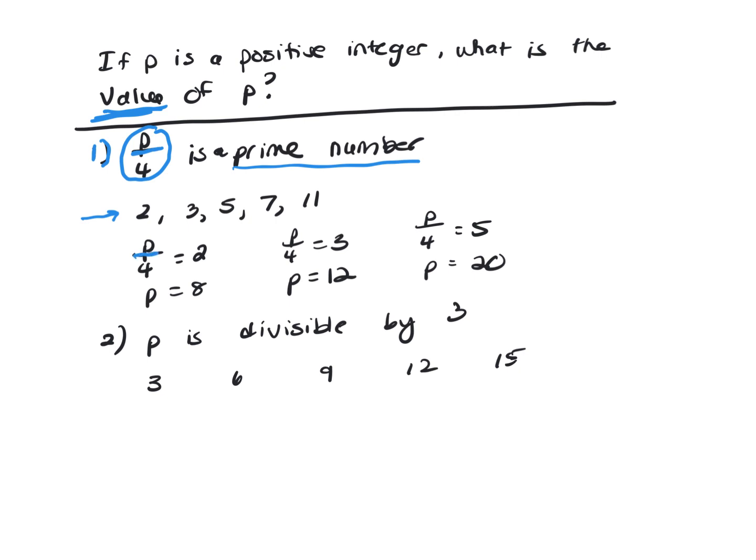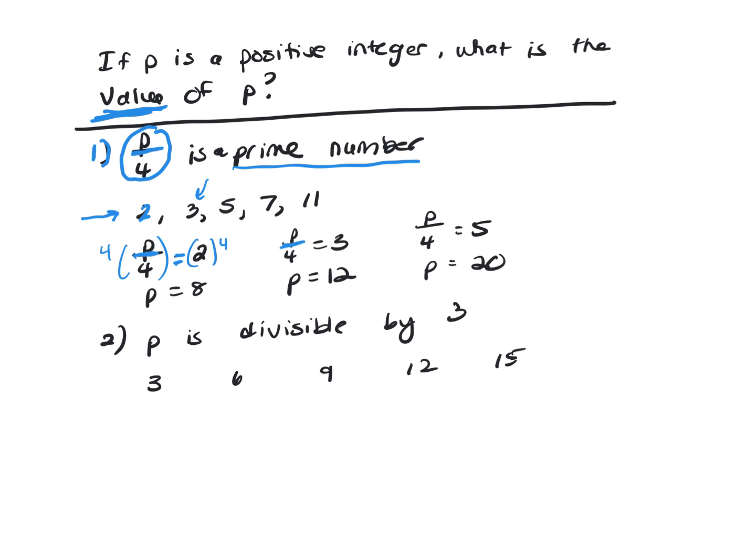So I set P over 4 equal to 2. And then multiply both sides by 4 to clear your fractions, and that gives me P equal 8. And then I took the next prime number, and I set P over 4 equal to 3. Multiply both sides by 4 and got P equal to 12. Then, as you can see, I did one more. I set P over 4 equal to 5 and got P equal 20.